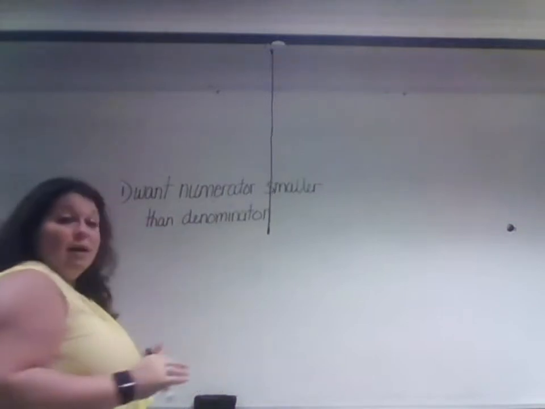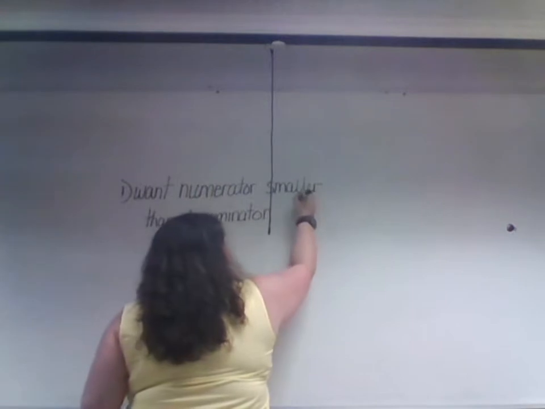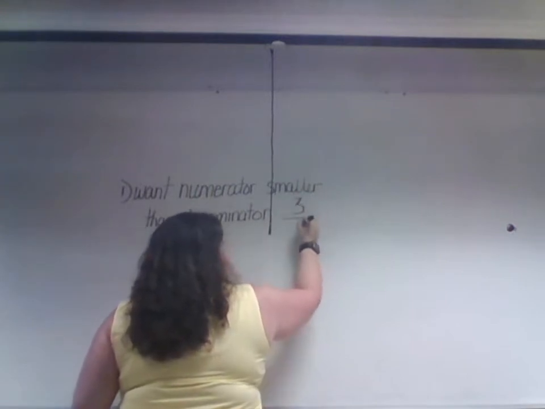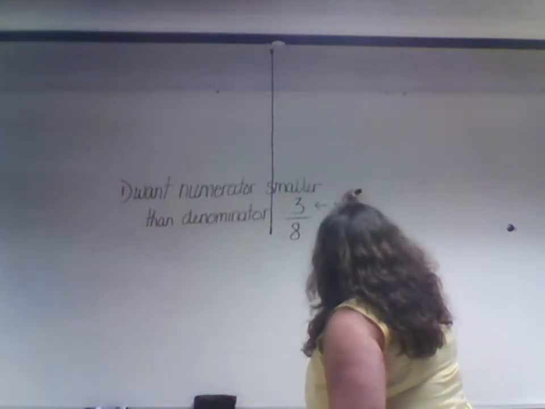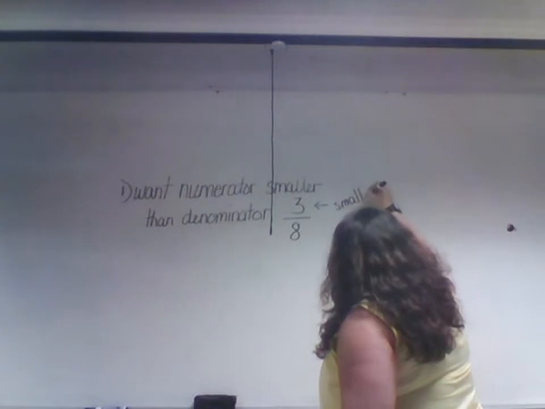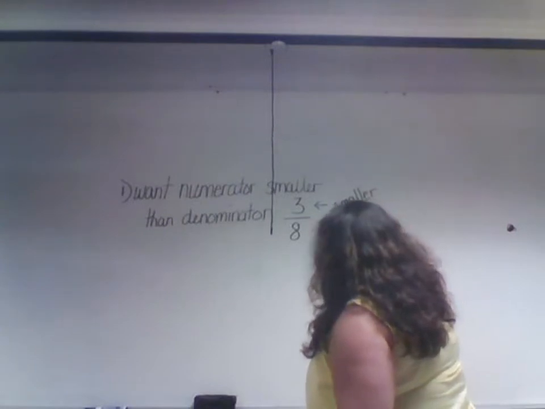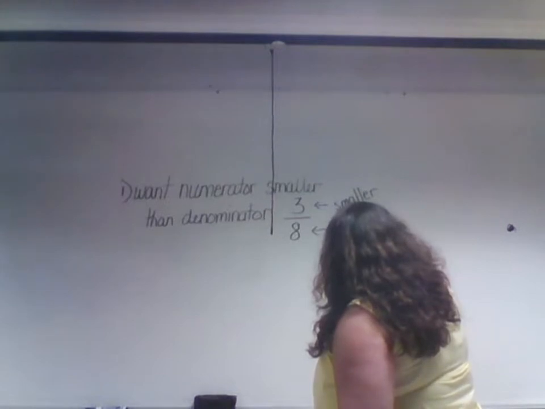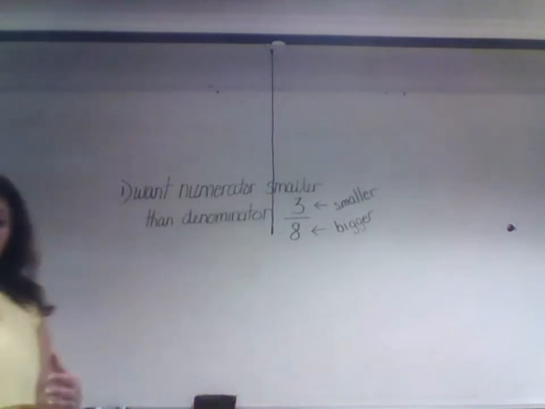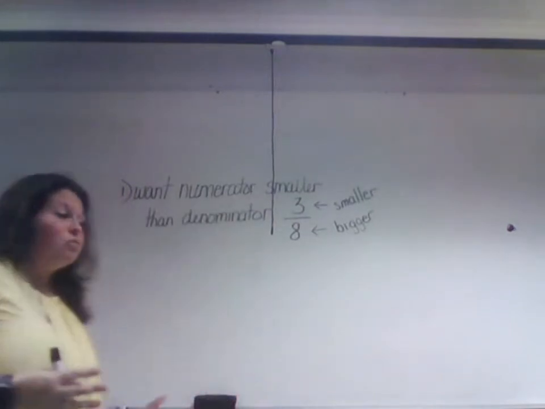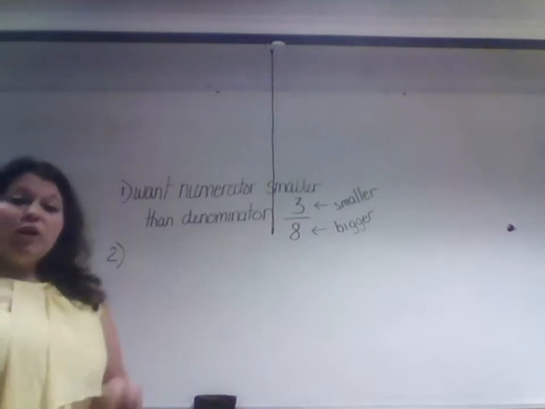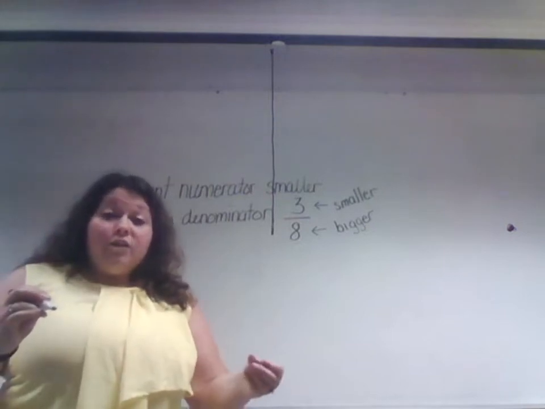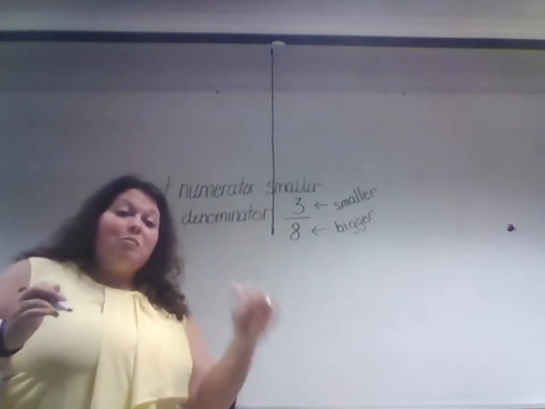So if we go back to that pizza, and you ate 3 slices out of 8 slices, we have the number on the top that's smaller, and the number on the bottom is bigger. So that's mainly one of our biggest rules. Our other rule with fractions is that we always want to make sure the fraction is as small as it can possibly be.